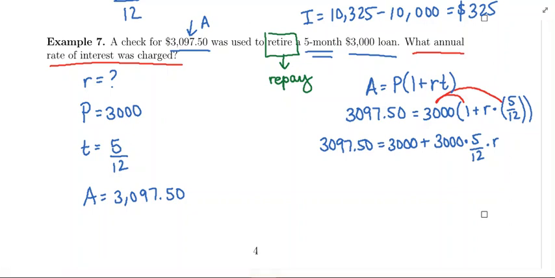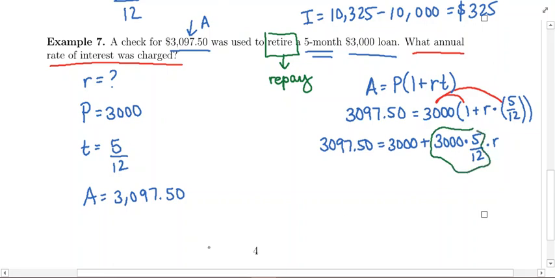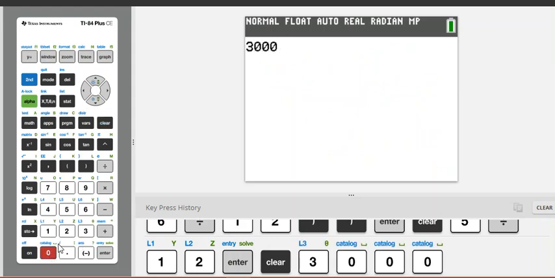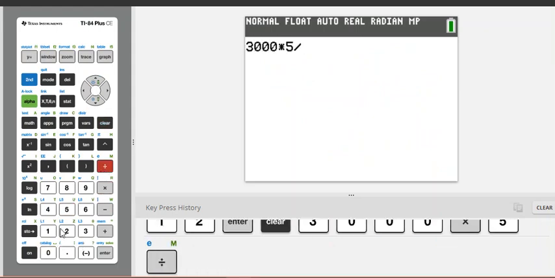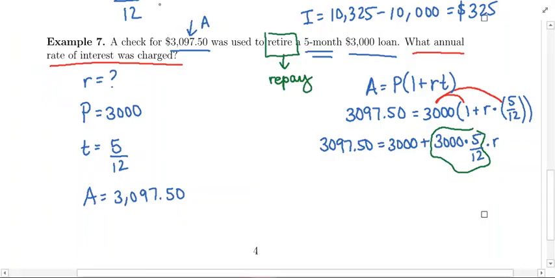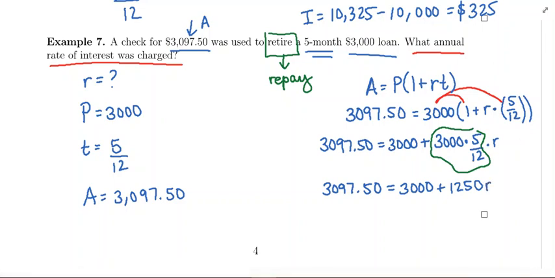So I'm going to calculate what I'm multiplying r by. I'm going to do 3,000 times 5 over 12, and I'm going to get a nice even number, 1,250. Let me just rewrite this. Like I said, it's better to just keep writing your work over and over again. You're less likely to make a mistake. So this is going to be 3,000 plus 1,250 times r.